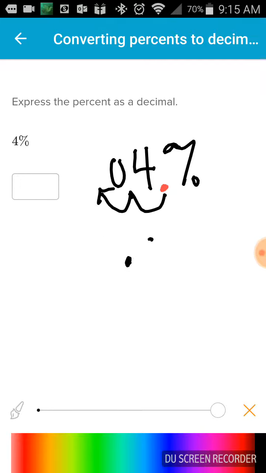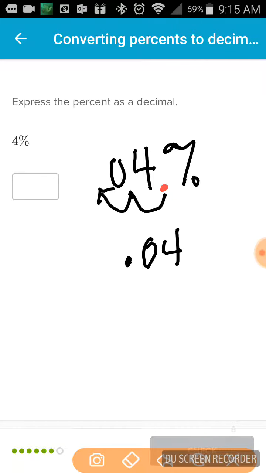So 0.04. That also makes sense because 4% is also very similar to 4 cents. And so 4 cents is written as 0.04. So that's an easy way to remember that 4% or a single digit percent should have a 0 before the digit. So the answer again is 0.04.